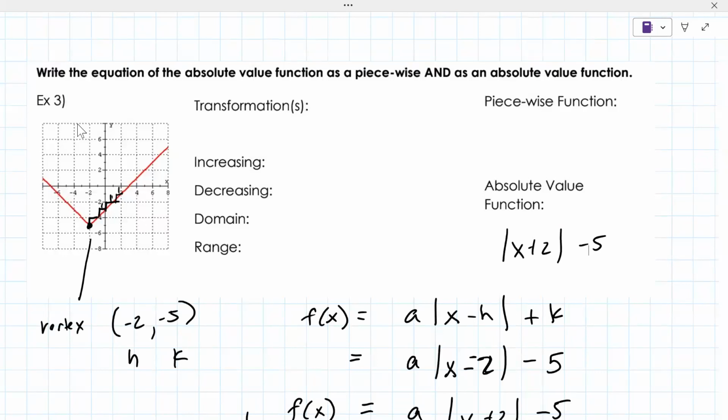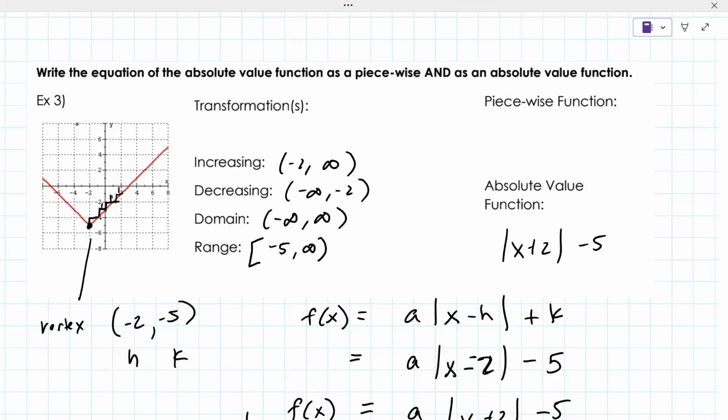So I have the answers for the increasing, decreasing, domain, range. Increasing is -2 to infinity. Decreasing is -infinity to -2. Domain is -infinity to infinity. And range is -5 to infinity. Is the -5 a parenthesis or a bracket? -5 is a bracket. Okay, good.